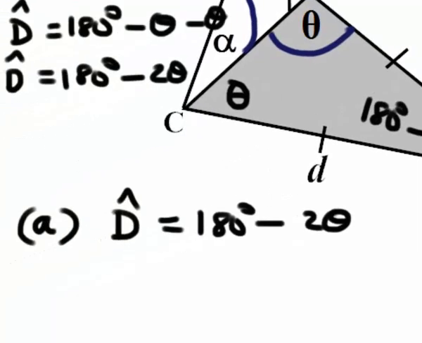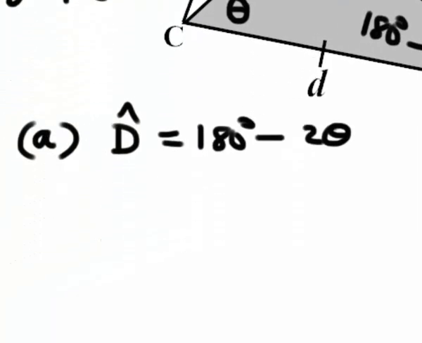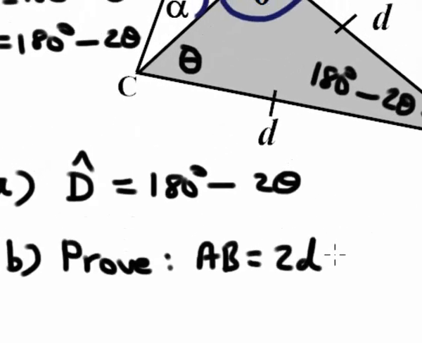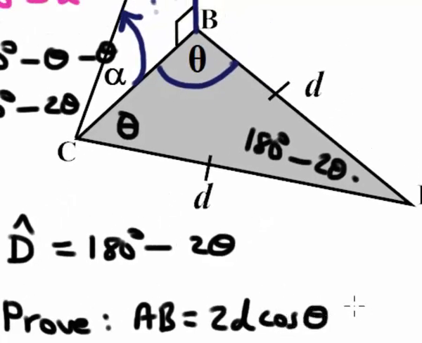Now, here's another question, number B. Number B says, prove that the length of AB is 2d cos theta tan alpha. It's a little bit more abstract. So AB is 2d cos theta tan alpha. Now how on earth are we going to do this? How do we approach that?